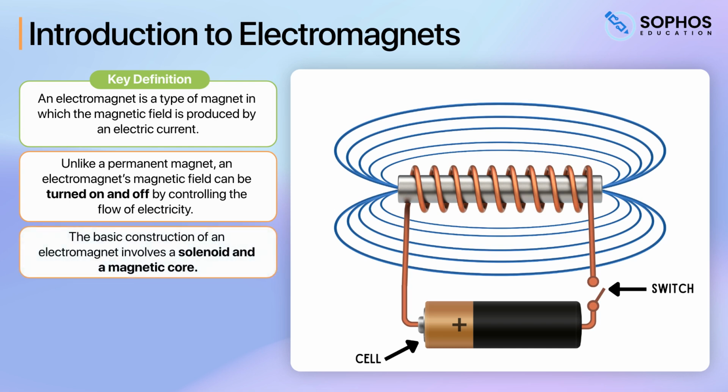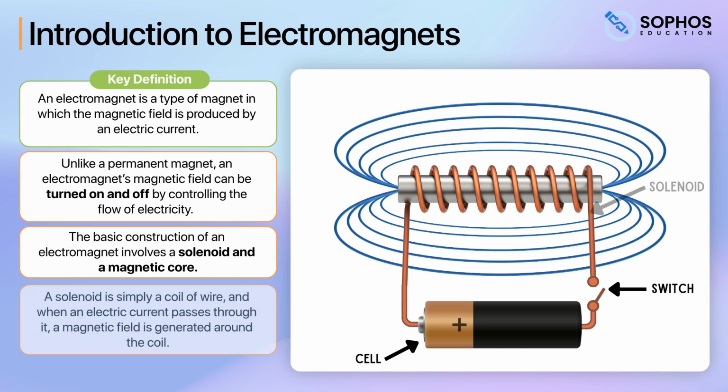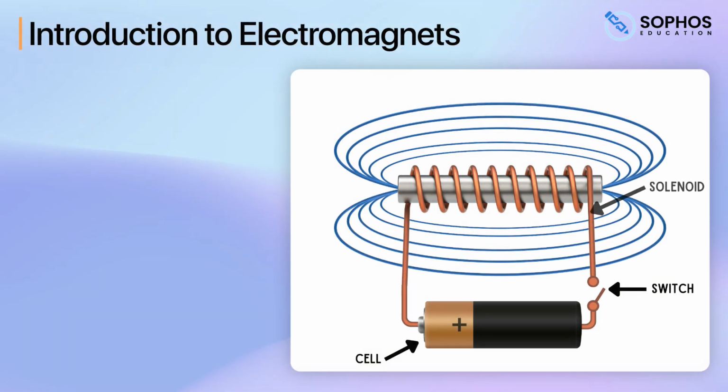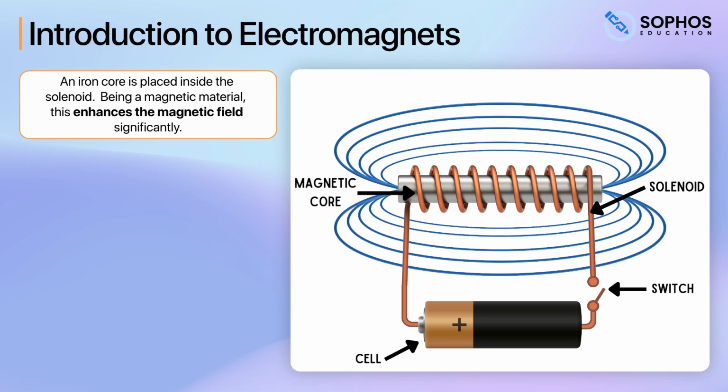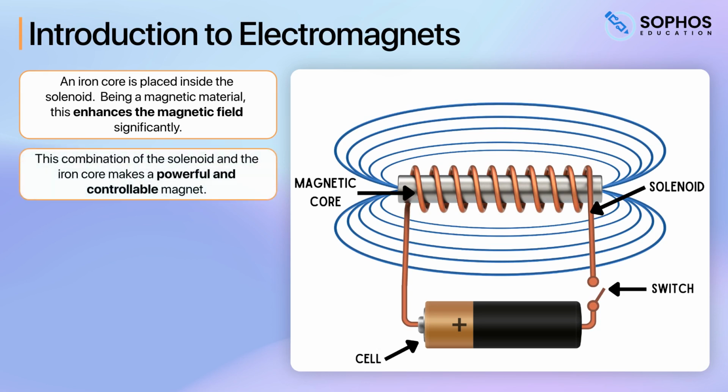The basic construction of an electromagnet involves a solenoid and a magnetic core. As we saw in a previous lesson, a solenoid is simply a coil of wire, and when an electric current passes through it, a magnetic field is generated around the coil. To strengthen this magnetic field, an iron core is placed inside the solenoid. Iron, being a magnetic material, enhances the magnetic field significantly. This combination of the solenoid and the iron core makes a powerful and controllable magnet.